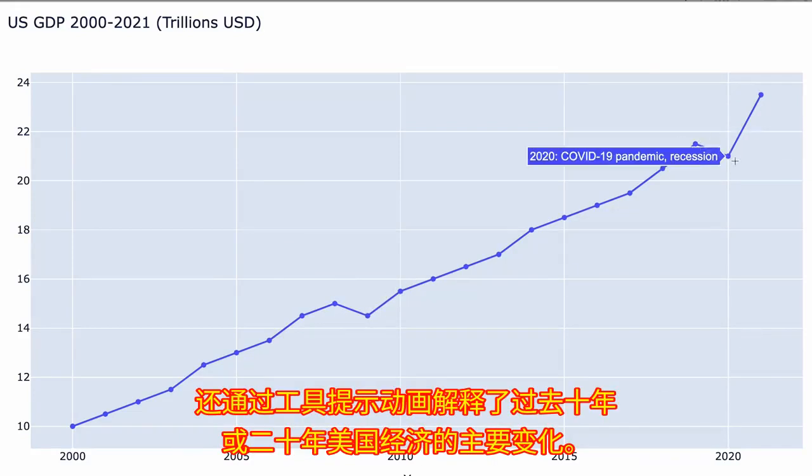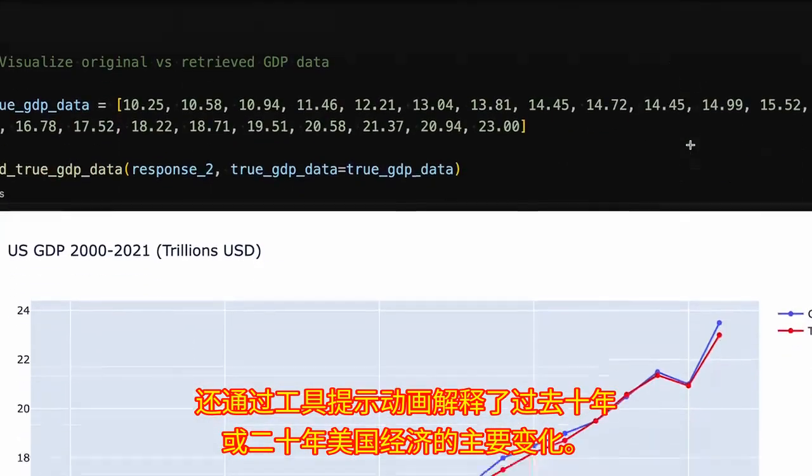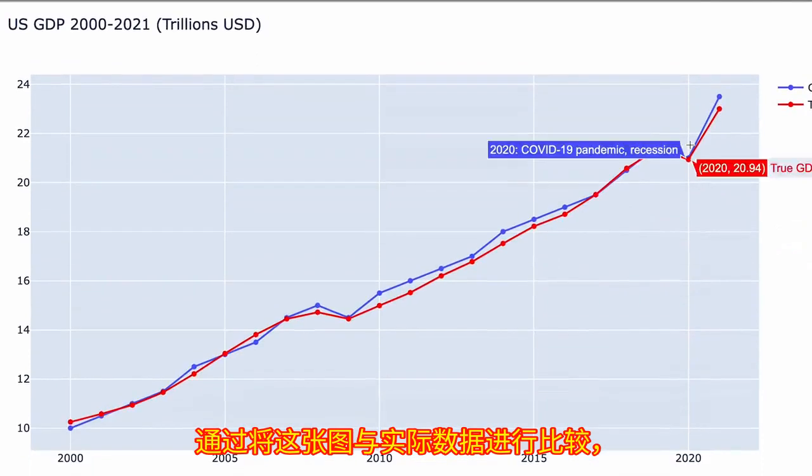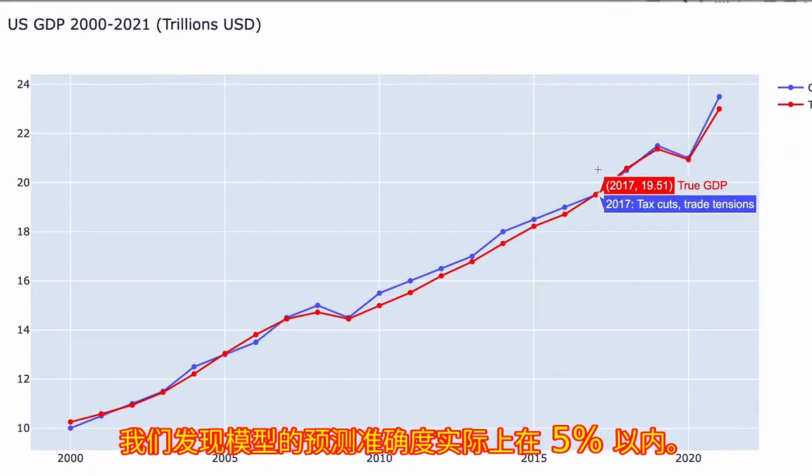of the major peaks and troughs in the last decade or two of the US economy. And we can compare that graph with the actual data, and it turns out it's pretty close. It's actually within 5% accuracy.